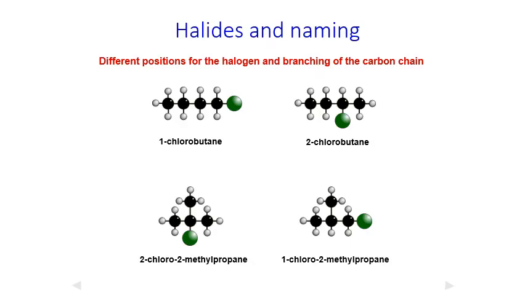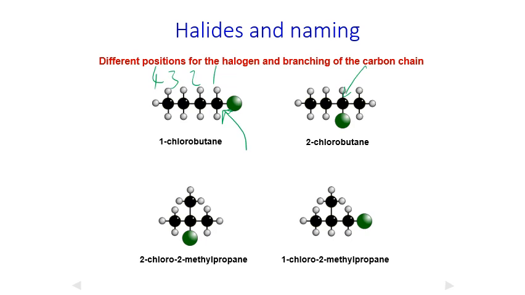So the halides and their naming involve different positions for the halogen and branching on the carbon chain. Again, we're numbering the carbons 1, 2, 3, 4, and the lowest number goes to the carbon which has the halogen attached. So it's 4 carbons, so it's going to be butane, because it's an alkane. It's going to be 1-chlorobutane because the chlorine is attached to the first carbon. Whereas here it is on the second carbon, so you name it 2-chlorobutane, as a structural isomer.